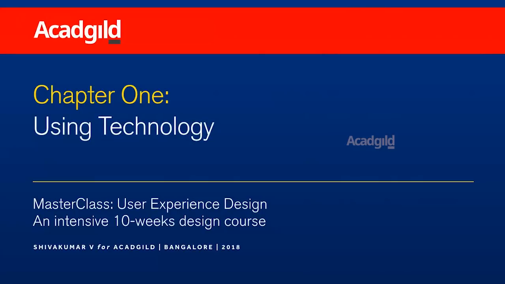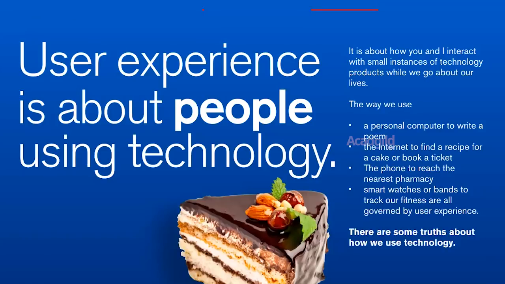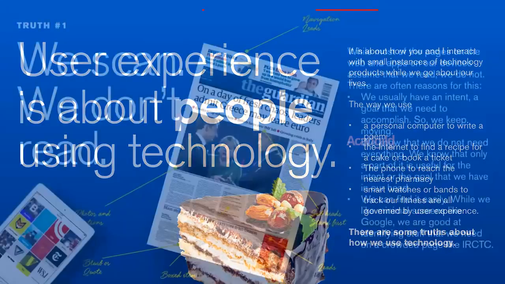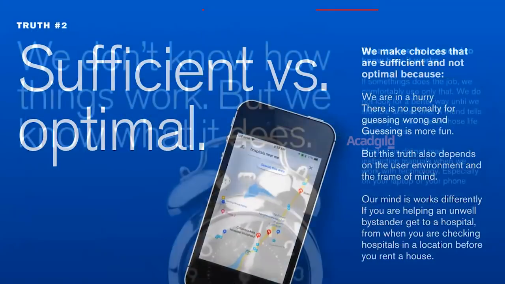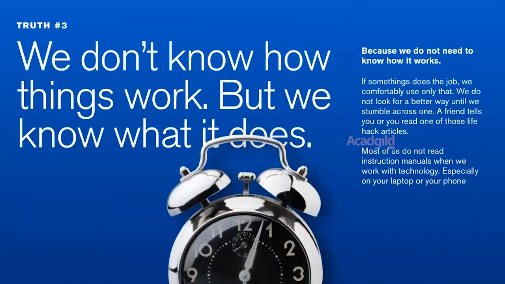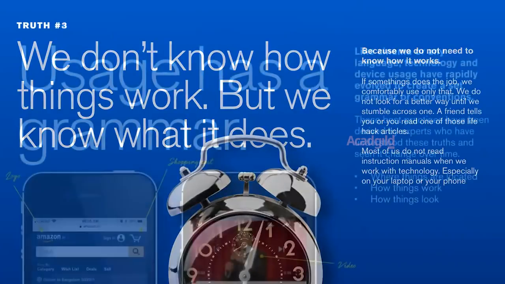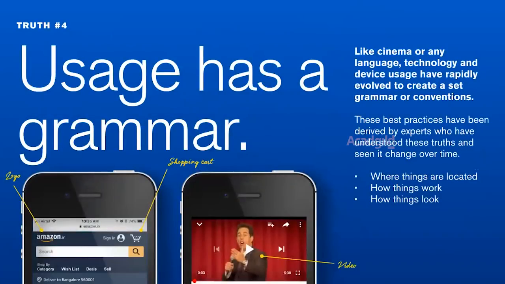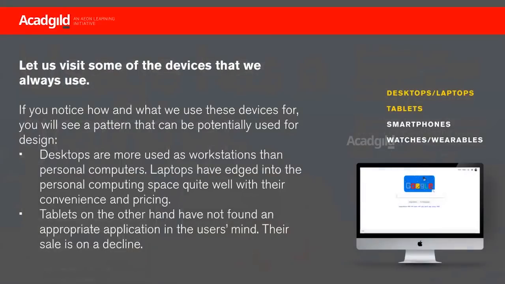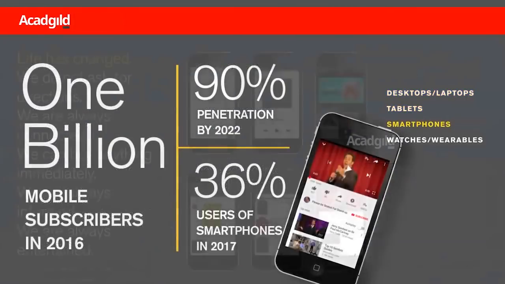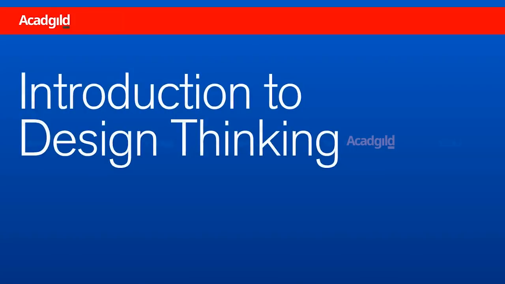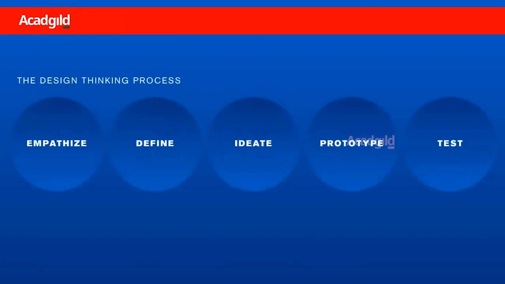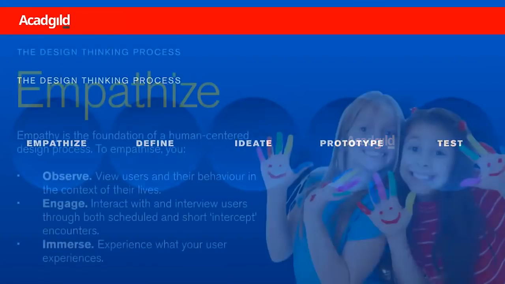We specifically did a deep dive into using technology as a concept. We understood how user experience is about people using technology. We visited those 4 truths: it's about scan and don't read, sufficient versus optimal, and the idea that we know what it does but don't need to know how things work. We also talked about how usage has a grammar, like how language has a grammar. And we talked about all the specific devices that we use today, starting from desktops, laptops, tablets, smartphones, the strength of smartphones themselves, and watches and wearables. And we walked through the introduction to design thinking, talking about empathy, definition, ideation, prototyping, and testing in depth.